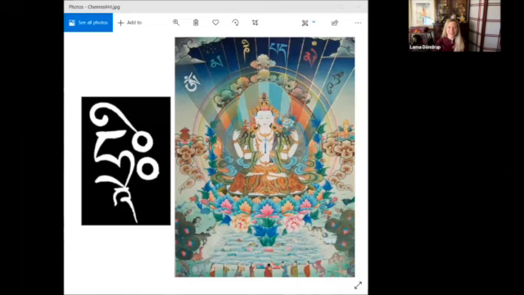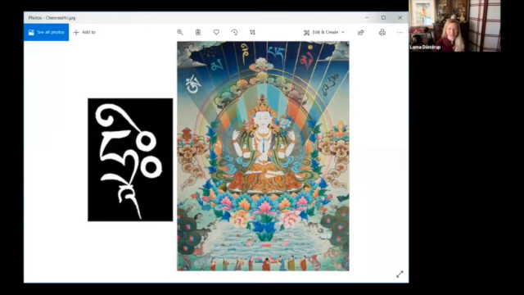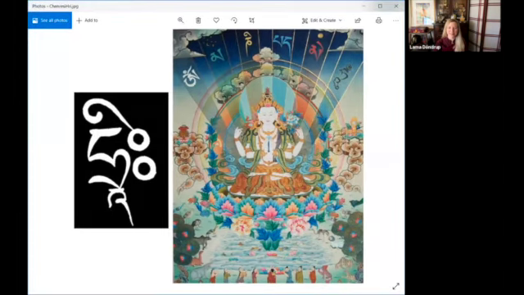So this is Chenrezi. I don't want to go too long into a teaching on yidams because I want to get to the practice. But Chenrezi is a yidam, and yidams are manifestations of a quality of awakened mind. So Chenrezi is the manifestation of compassion. He's compassion manifesting in a masculine form. And as you can see here, he's white in color. His body is made of light.